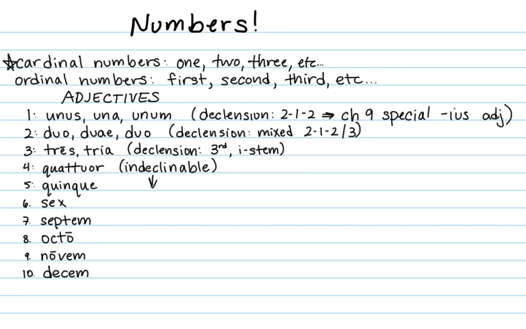All of the geometry words like octagon come from the previous ones. All of those after 3, so 4, 5, 6, 7, 8, 9, and 10, all of those are indeclinable.